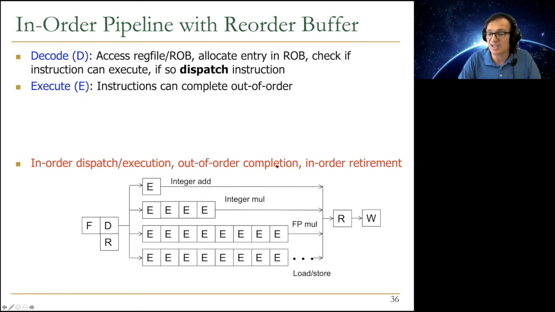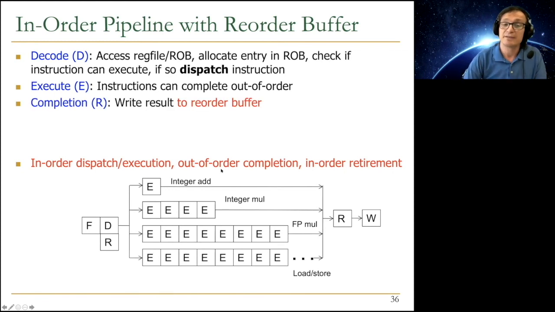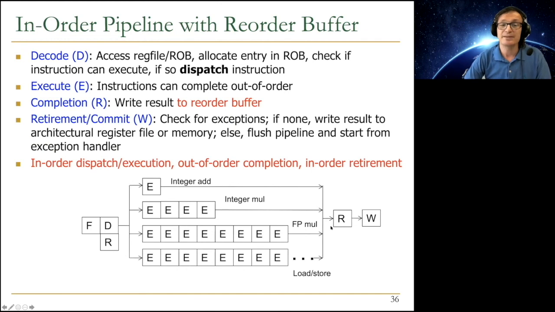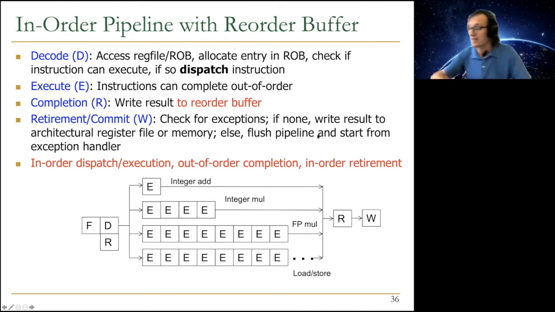Execution stage, instruction can complete out of order, as we discussed. And completion stage, we write the result to the reorder buffer. That's this R over here. And in the retirement or commit or write back stage, we check for exceptions. If there are none, we write the result to the architectural register file or memory. Otherwise, if there are exceptions, we flush the pipeline and start from the exception handler, as we discussed earlier.